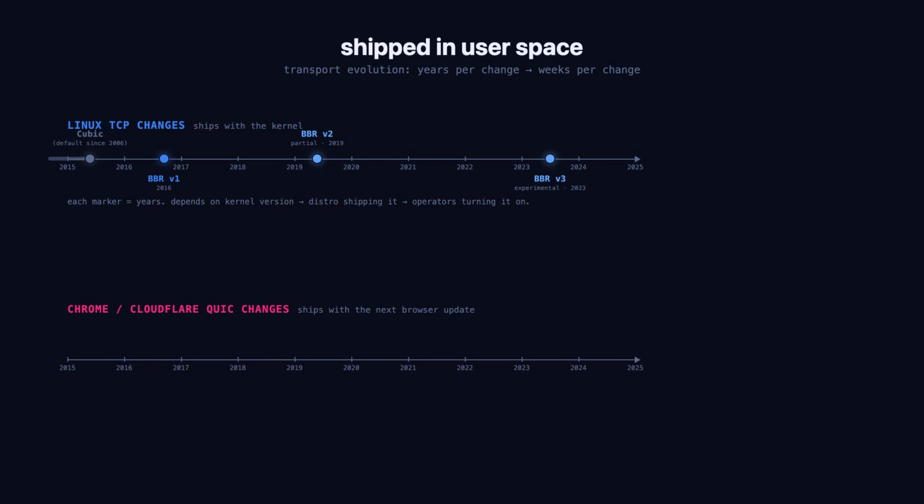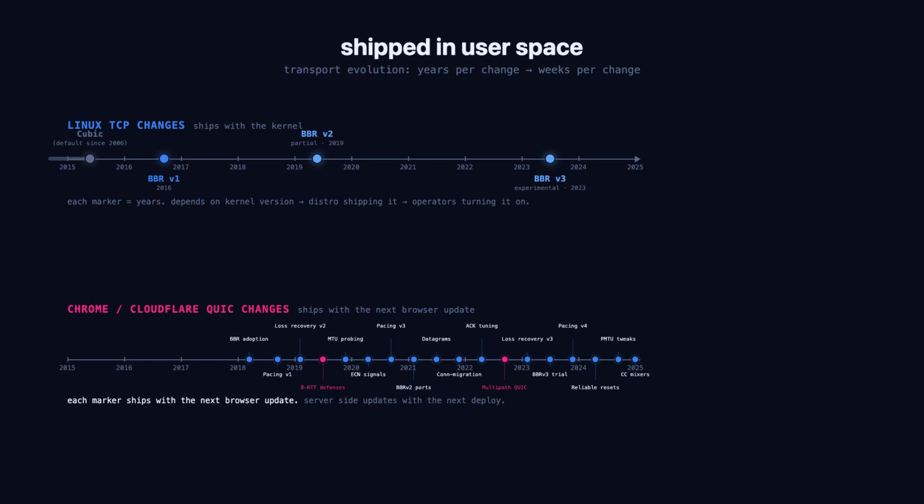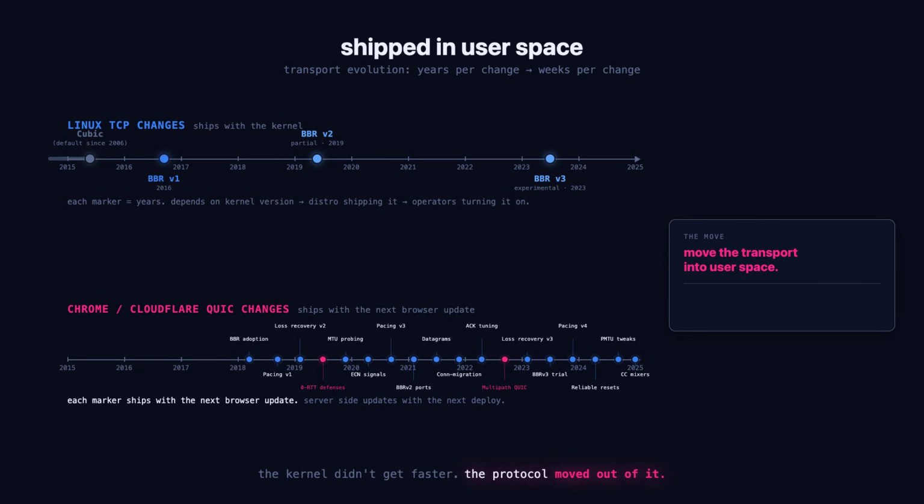Now look at QUIC. Cloudflare and Google ship congestion control changes, loss recovery tweaks, pacing improvements, MTU probing experiments every quarter or two. They go out with the next browser update. Server-side improvements ride the next deploy. The kernel didn't get faster, the protocol moved out of it. This is the change with the longest tail. The cadence of transport evolution went from years per change to weeks per change. Whatever transport innovations come next will arrive over QUIC, not TCP.